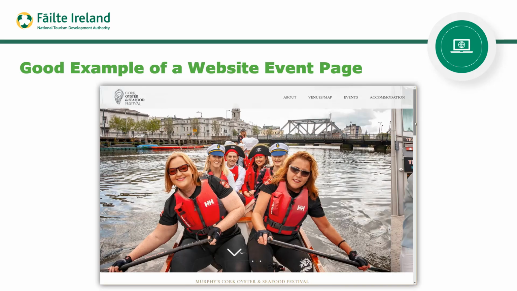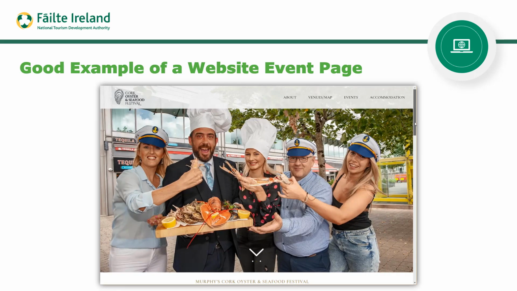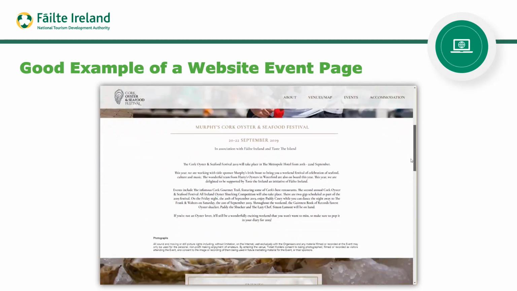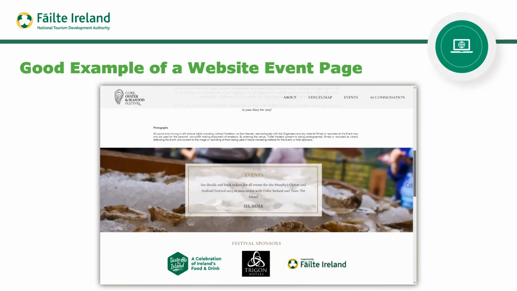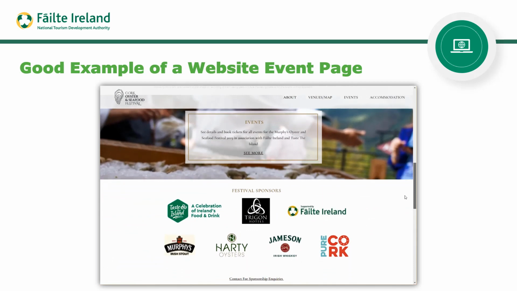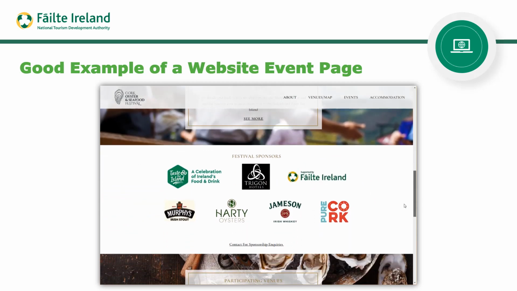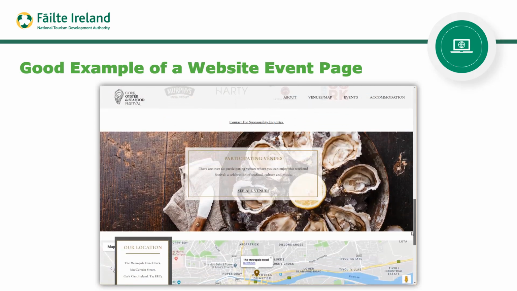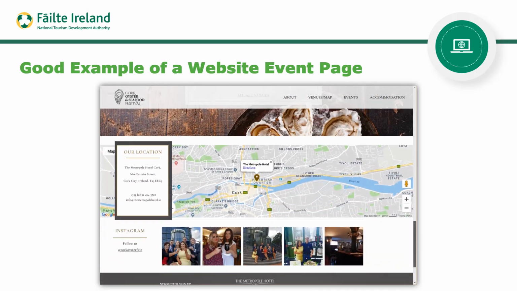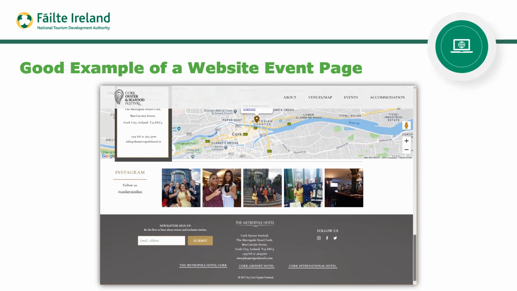Here's another example, and we start off by seeing a couple of great images. We see details of the event. We then see some great sponsors of the event, and I recognize a lot of the logos. When we see brands we recognize supporting the event, this helps convince us to go to the event. And then we have directions and some more great imagery. Again, this is another really good page.